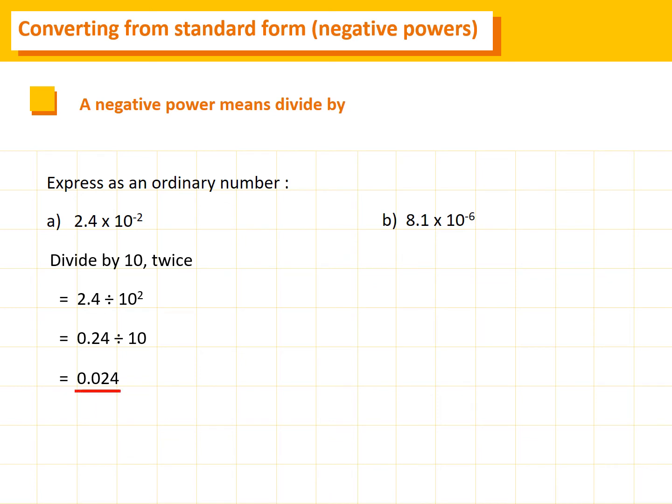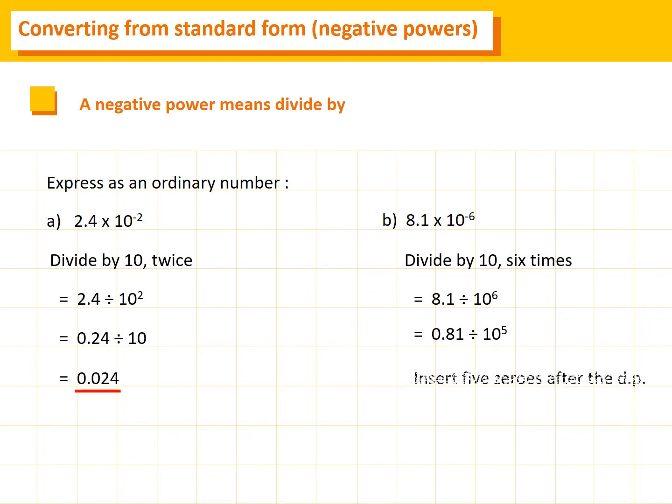Similarly, for part B, multiplying by 10 to the negative 6 is dividing by 10 to the power of 6. And that's dividing by 10 6 times. Well, we divide by 10 once, 0.81, and notice the bank of tens has gone down by 1. But we've still got to divide by 10 5 more times. And to do that, we simply insert 5 zeros after the decimal point. So our final answer is there.